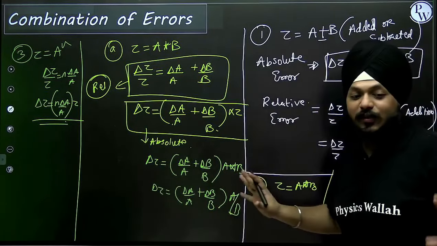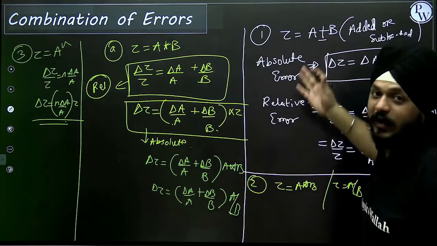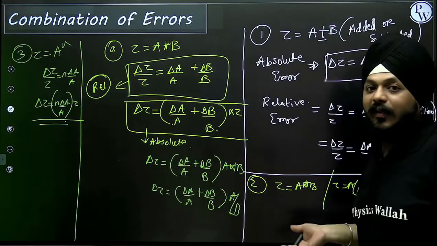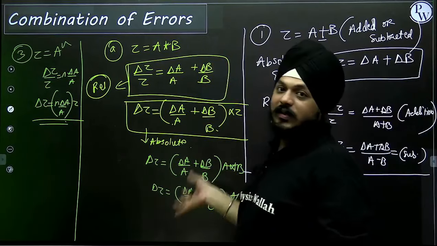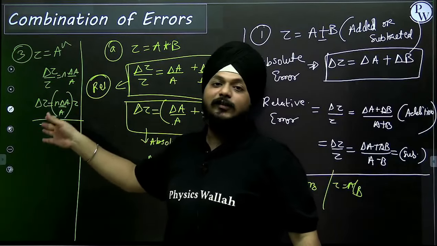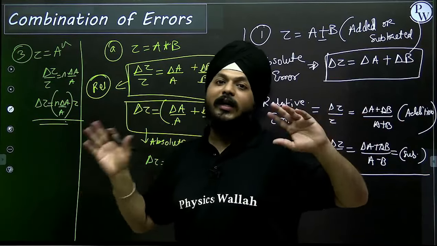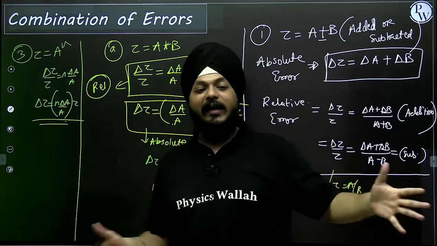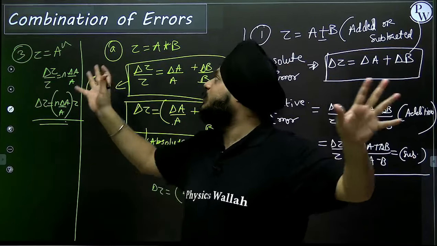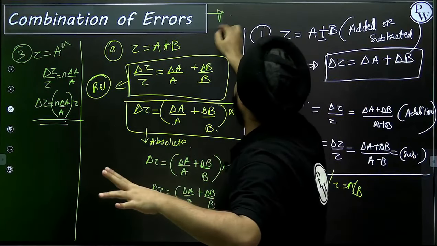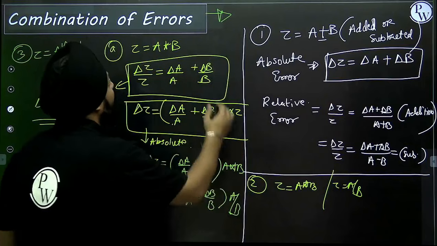This is the basic question solving approach. When it is a case of addition and subtraction, we have to apply this formula. When it is a case of multiplication and division, we have to apply this one. And for other kinds of cases, it goes case to case basis. Just identify the case and apply the formula. So this is the combination of errors and the question solving approach for it.